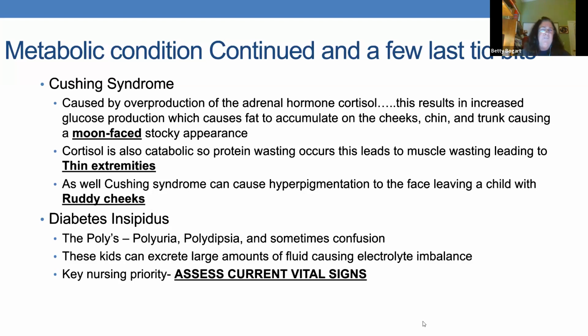And remember, if you're urinating a lot, you're losing electrolytes. So you have to be careful. Your potassium could go really low. And also, because you could get into dehydration, assess the current vital signs. Is the heart rate high? Is the blood pressure low? Very important information.